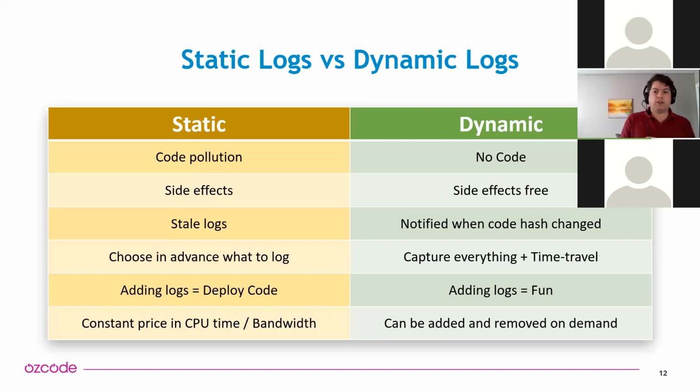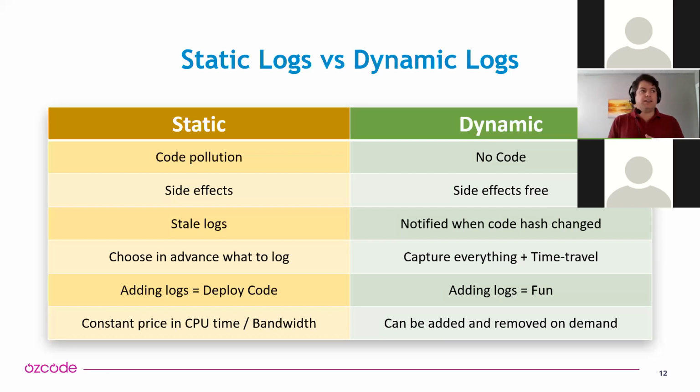And with dynamic logs, because we are adding the logs dynamically, the Ozcode production debugger can do several cool things for you automatically. First, there are no code changes, so you can add them and remove them on the fly, and it doesn't really pollute your code. You can actually save your debugging sessions and then disable and enable them when you need them. So you don't pay the price of static logs, keep recording and recording things. You only record when you want to.